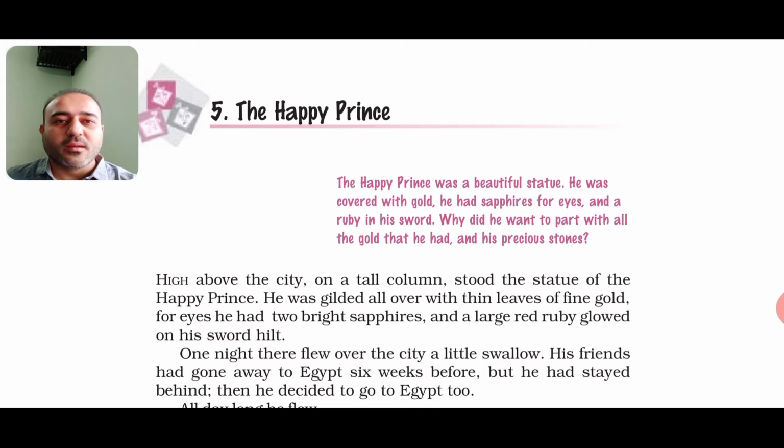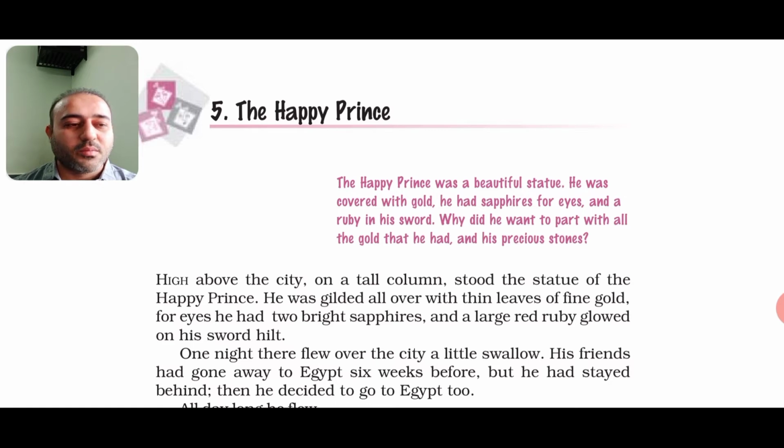So it was on its way going to Egypt, and on the way it was tired, so it took shelter for one night at the feet of the Happy Prince, below the statue. And when the bird was relaxing, it realized that some kind of drops were falling on it. And then the bird realized that the drops were actually the tears falling from the Happy Prince's eyes.